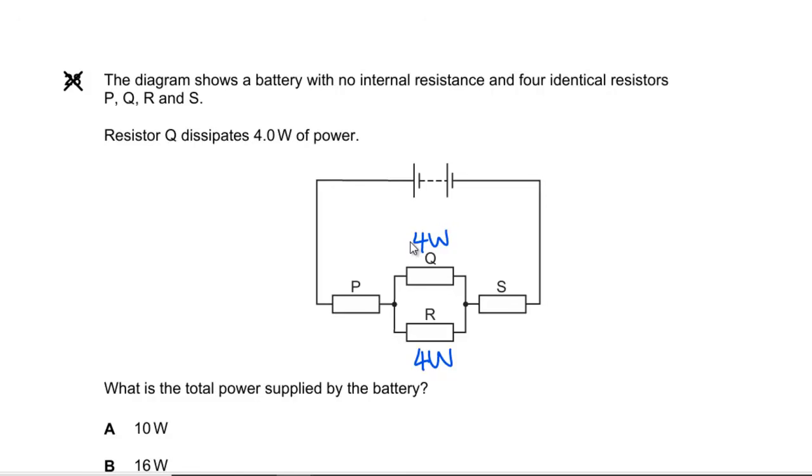We've got these two in parallel, so they've got half the resistance. So they're going to have half the voltage across them. So P and S have got double the voltage. We've got V squared over R as our power, so we're going to have 4 times the power on P and S because we've got double the voltage. So we're going to have 16 watts there and 16 watts there.